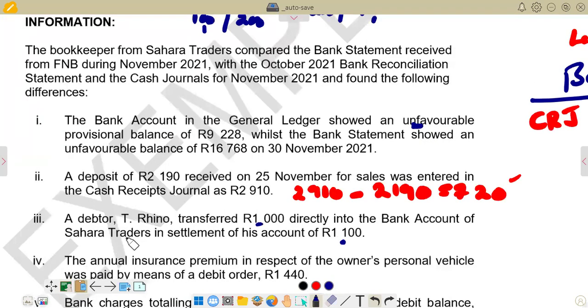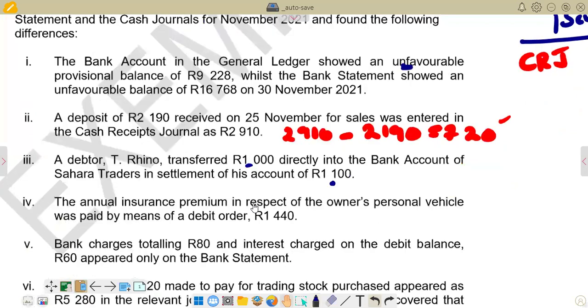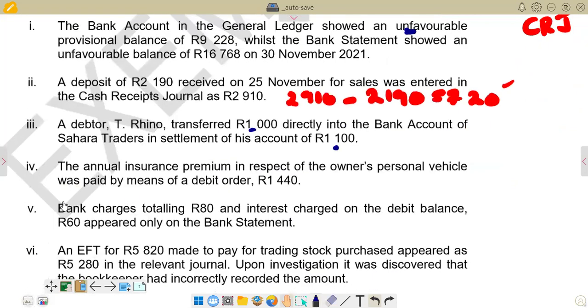We come here again to the next transaction. We are now on transaction 4. We can try to see how this adjustment is affecting our bank account. Item 4 says the annual insurance premium on the owner's personal vehicle was paid by means of a debit order of 1,400. We have to take note that debit orders will appear on the bank statement, but in the bank account we have to update them at the end of the period because they are effected at the bank without our knowledge.